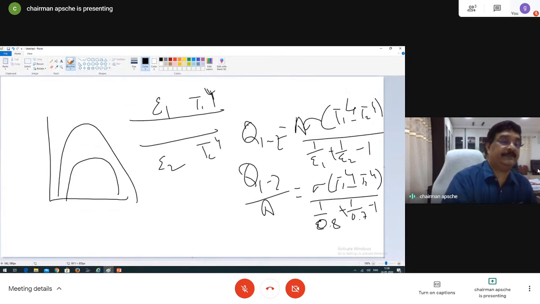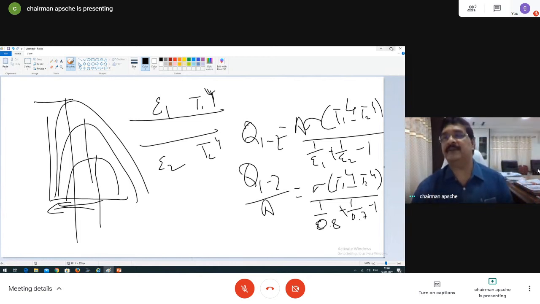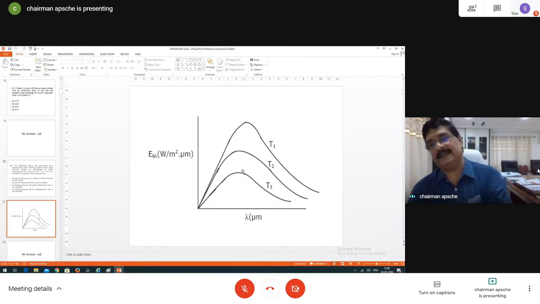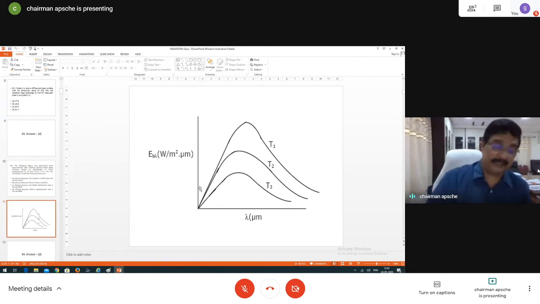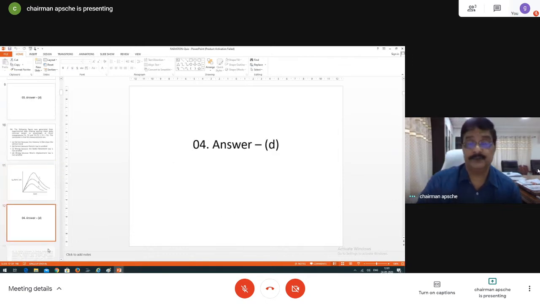As the temperature increases, the peak moves towards the left, so the peak should keep shifting sideways. At higher temperatures, the wavelength where the peak EB lambda occurs keeps moving towards a shorter wavelength. But this one is different. For the low temperature, the peak came at a shorter wavelength. As the temperature is increasing, the wavelength at which the maximum emissive power occurs is increasing. So the wavelength cannot increase. It's a violation of Wien's displacement law. Straight away, D is the answer.